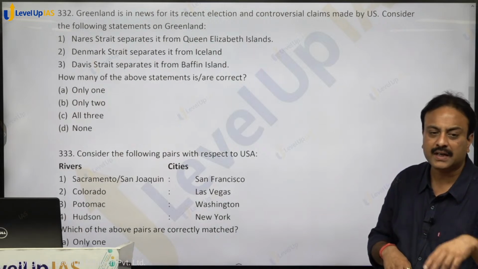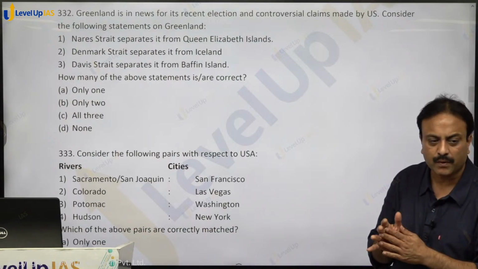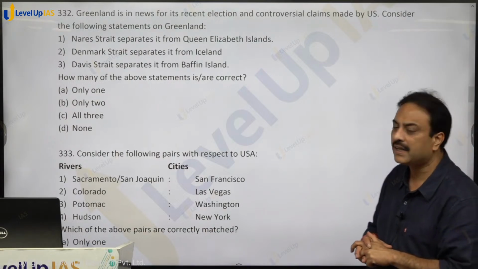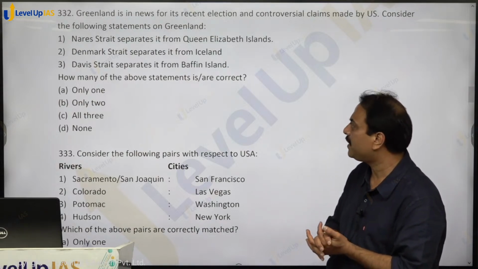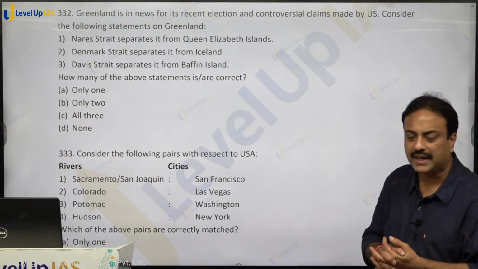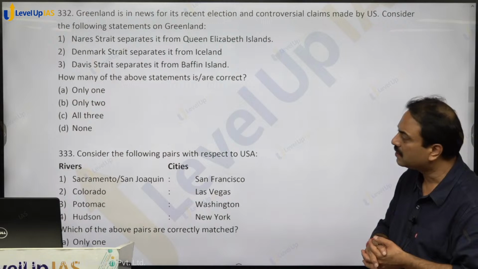This is the region from where the Labrador cold current flows southward. That is the cold current formed by ablation, melting of ice. Clear on that? Yes or no? So first statement, second statement, third, all three are correct. So option C, C for cat, shall be the right answer. Clear on that?